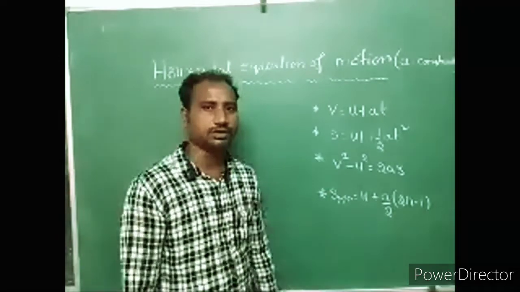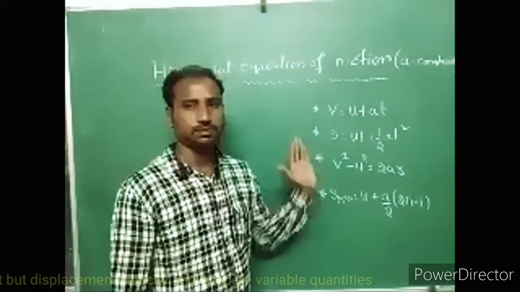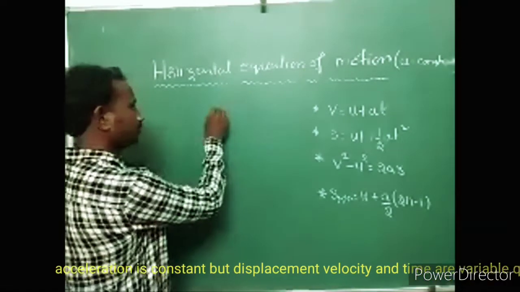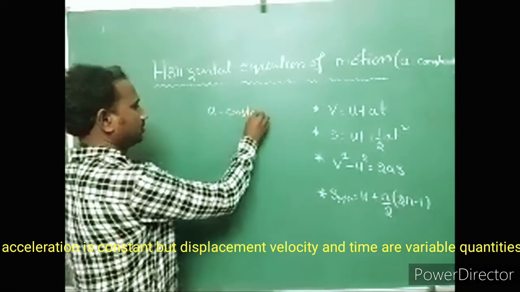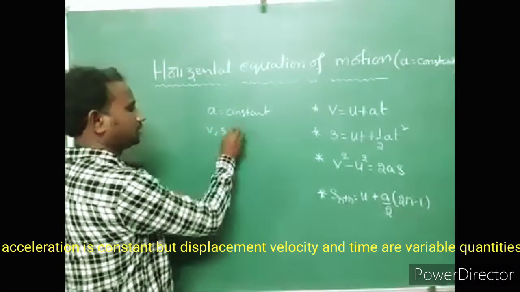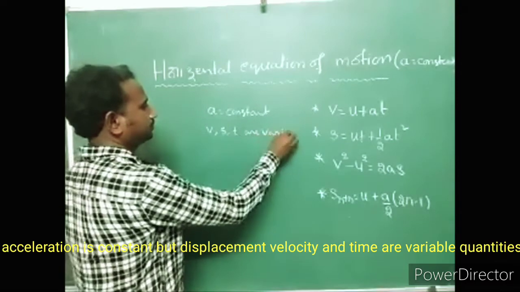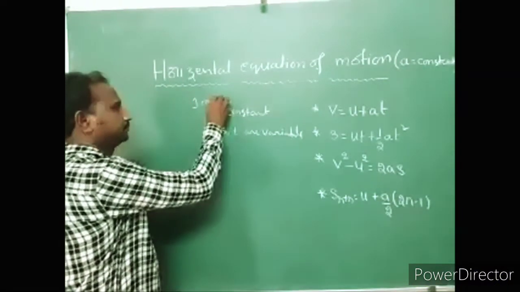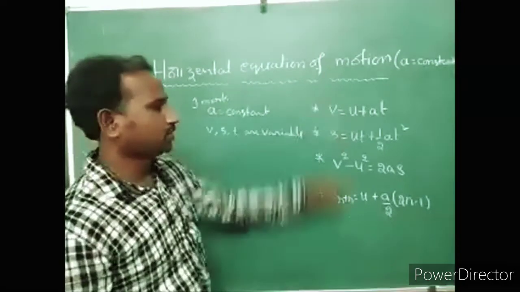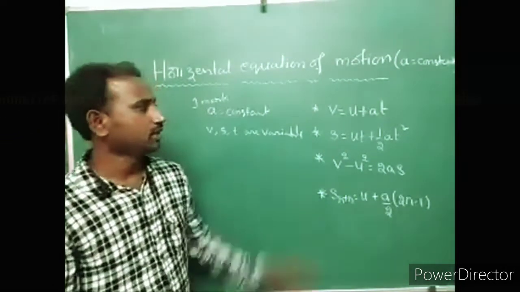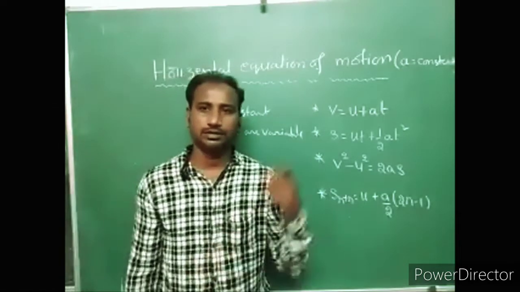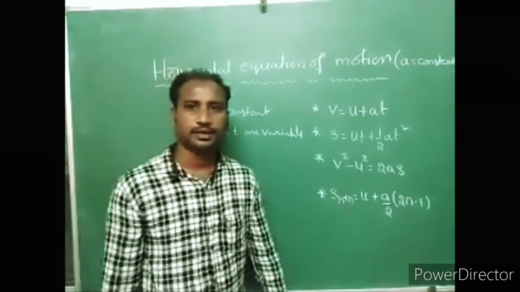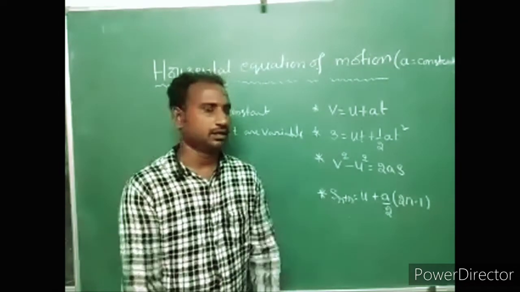What about the remaining physical quantities? Velocity, displacement, and time are variable quantities. So just identify acceleration equal to constant, and velocity, displacement, time are variable. It is a 1 mark question in examination. Do you have any doubt?